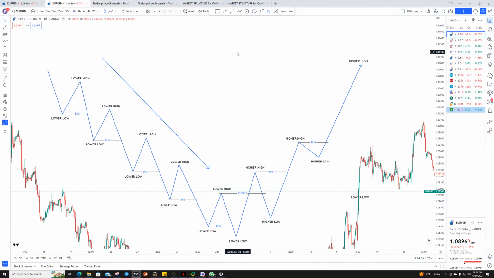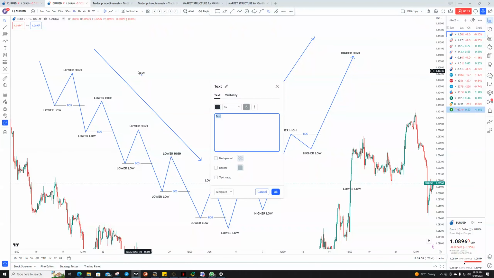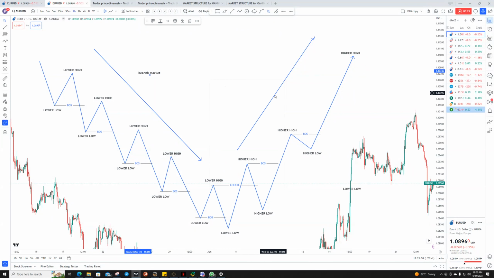The down move, and then we have what? An up move, right? So we have downtrend and uptrend. Now, one terminology you also have to know is that whenever the market is moving down, we call it a bearish market, or a downtrend.